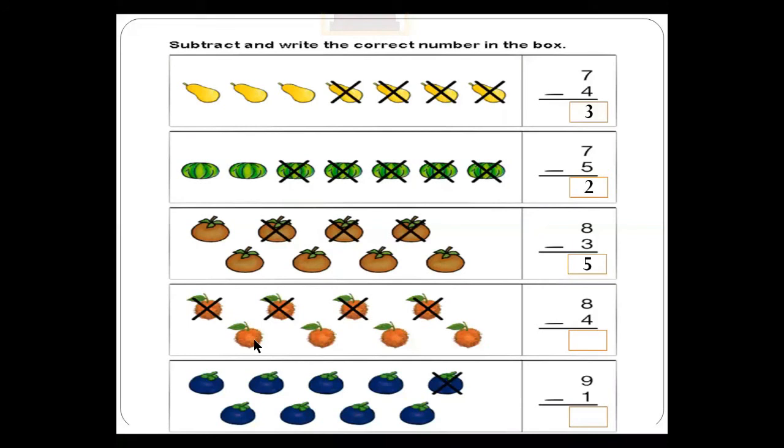Now we have a fruit. How many are remaining? 1, 2, 3, 4. We have total 8. We cancelled 4. So how many are left? 4 are left. Now we have a brinjal. We have cancelled only 1. We have total 9 brinjals. We cancelled 1. So how many will be left? 8.